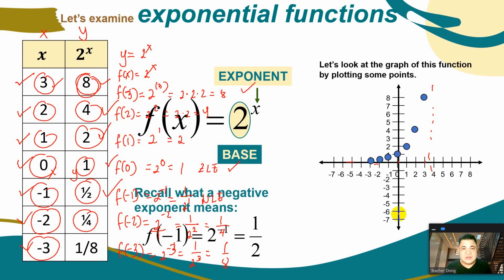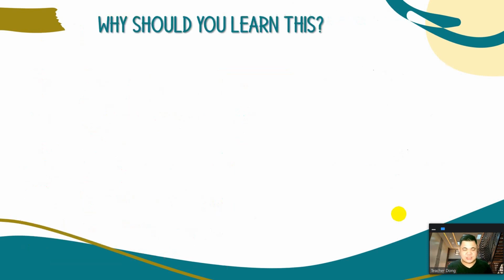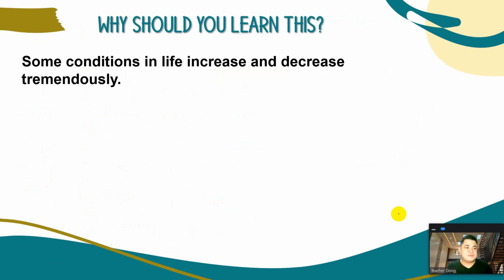So when you graph functions, or specifically exponential functions, and then of course you have to draw the line. The graph of f(x) = 2^x is this. And then, why should you learn this? Some conditions in life increase and decrease tremendously. So if the problems that we are encountering in real life are sometimes increasing and decreasing, we are talking about exponential functions, growth or decay.